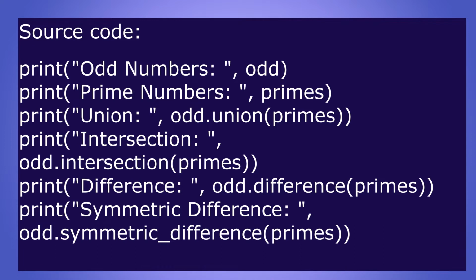Source code continuation. Print odd numbers, odd. Print prime numbers, primes. Print union, odd.union(primes). Print intersection, odd.intersection(primes). Print difference, odd.difference(primes). Print symmetric difference, odd.symmetric_difference(primes). Now you can see, if you want to print, use odd.union, odd.intersection, odd.difference, odd.symmetric_difference.